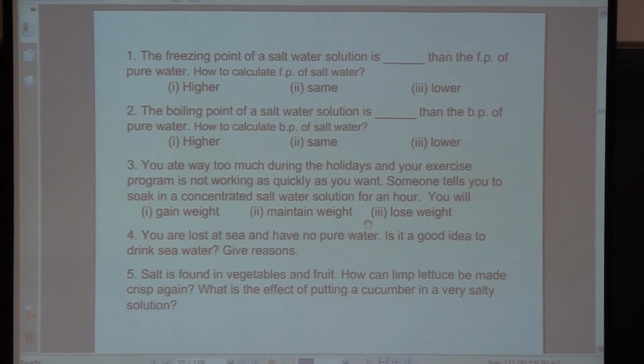Has anyone ever been to the Great Salt Lake in Utah? Did you go swimming there? Very salty. It's easy to float because it's so salty. But what else happens? It takes the water. So will you gain weight, maintain your weight, or lose weight if you soak yourself in a salt water solution for an hour? You're going to lose weight because of osmosis. You shouldn't want to lose weight that way.